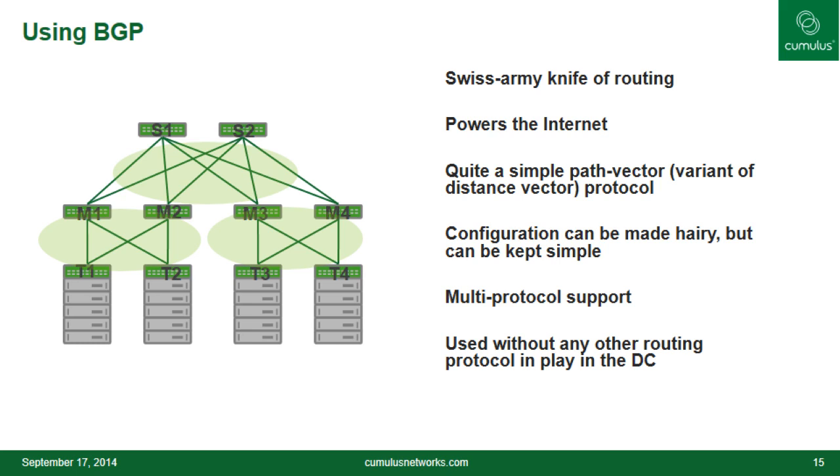I see a question pop up, which is, what's the number of prefixes supported in Cumulus BGP? That sounds like a very product-specific question. I'll defer that to a later time.